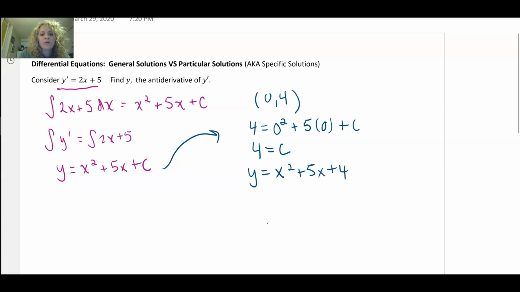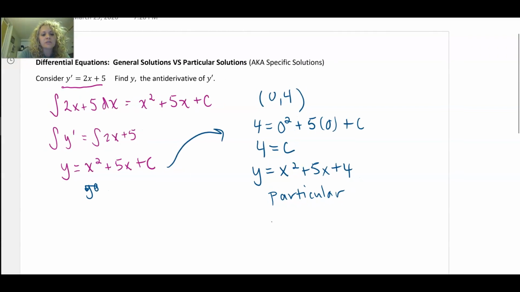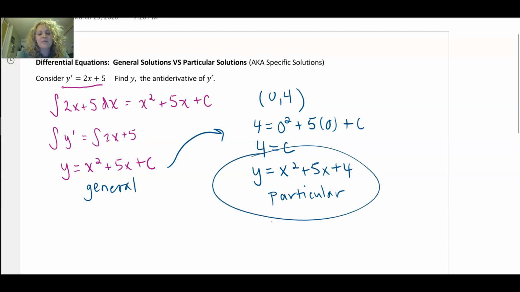This is what we think of as a particular or specific solution, whereas when we left our antiderivative with c standing in for any constant of integration, that's a general solution. Sorry, this is a learning experience. So again, this particular solution is specific to this initial condition that the ordered pair (0, 4) is on the solution. Okay, with that in mind, we're going to talk about slope fields.